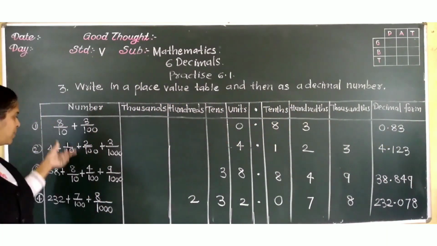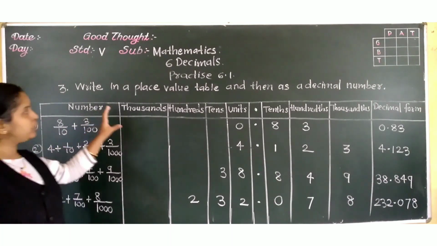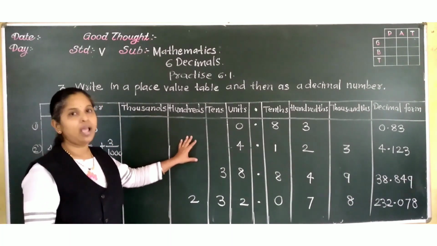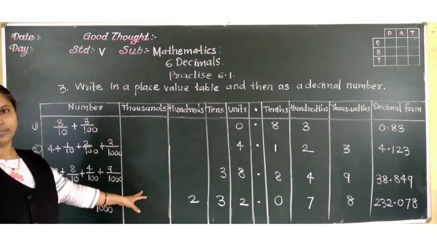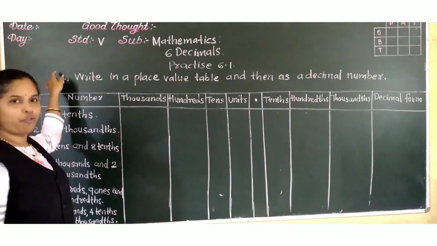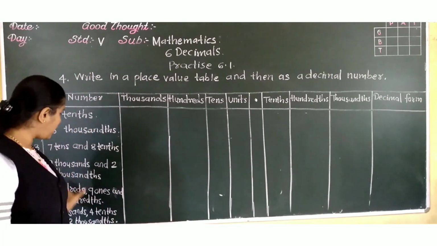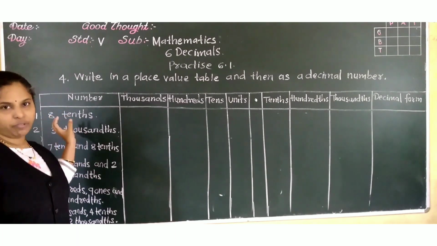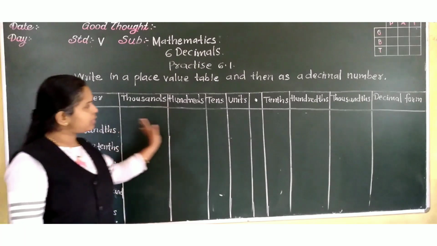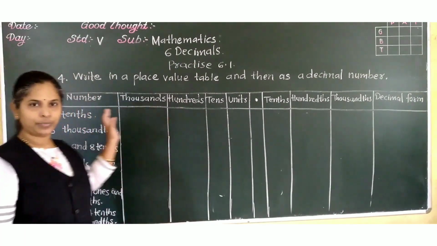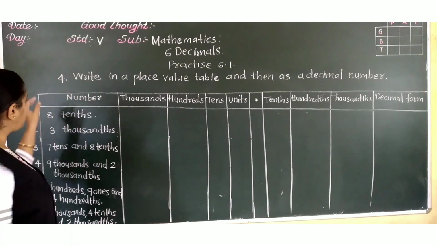So when the numbers are given in this form and if they ask you to show in the place value table and to write in decimal number, we have to do like this. Okay. Now see, question number 4 is again like question number 3. But there the numbers were given in the digit form, means number form, and here it is given in the word form. Otherwise, other pattern is same. Okay. See, write in a place value table and then as a decimal number.